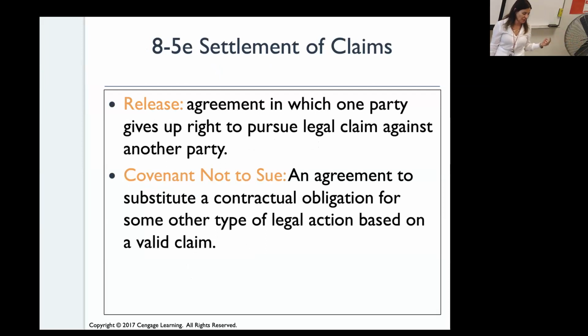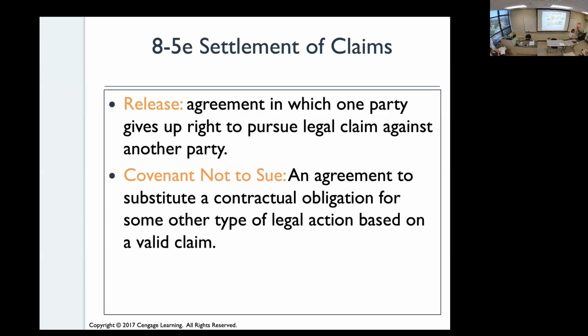agreement in which one party gives up the right to pursue legal claims against another party. Release of liability a lot of times. When you join, a good example is a gym contract. When you join a gym, and a lot of you are part of a gym or some kind of athletic thing, you sign a release of liability saying if you get injured while using the facilities, you will not sue them because there's some risk involved, right?